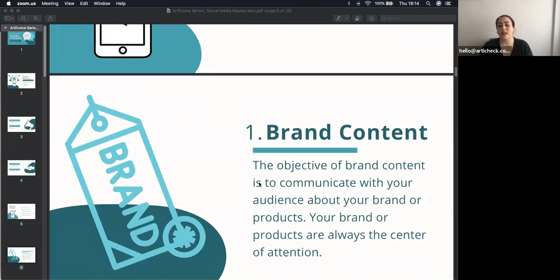Brand content. So the objective of brand content is to communicate with your audience about your brand or products. Your brand or your products are always the center of attention. So this is the closest to what we would think about, like I said, as outbound. It's where you're really selling your product or your brand, whether or not you actually sell something, right? Typically speaking. But if we think about products, even if you're a nonprofit institution, you still have something that you're offering to your audience, okay?